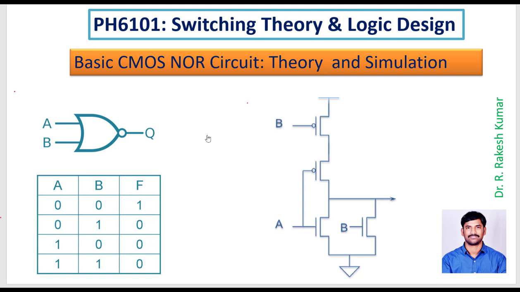In today's lesson, we are going to see how we can construct the NOR circuit using CMOS transistors. This is a circuit which is going to perform the NOR gate action. If you look here, the P transistors are connected in series and the N transistors are connected in parallel. This is exactly opposite to your NAND gate. So let's see how it is going to perform the NOR action.